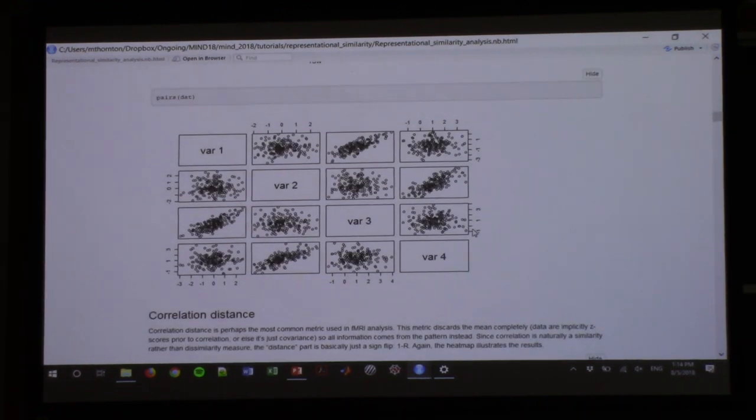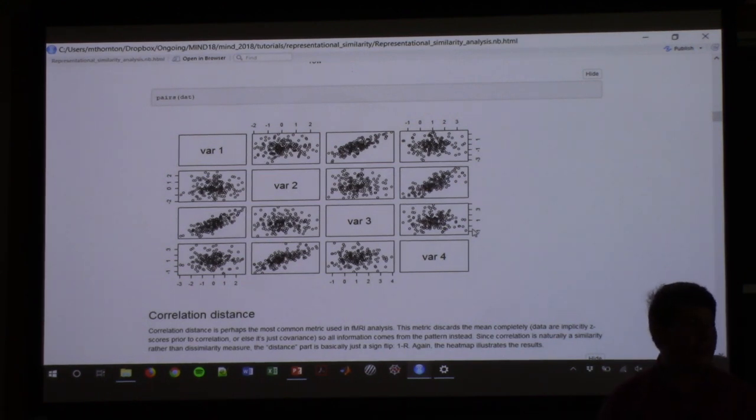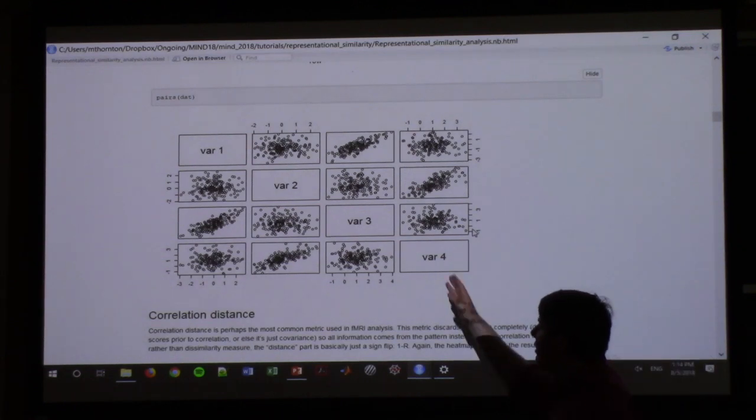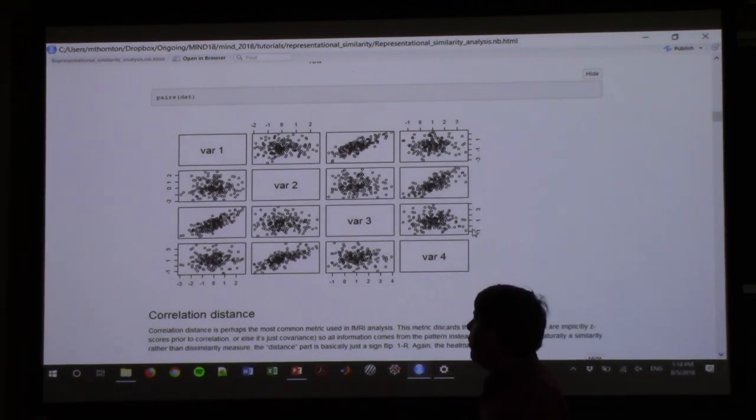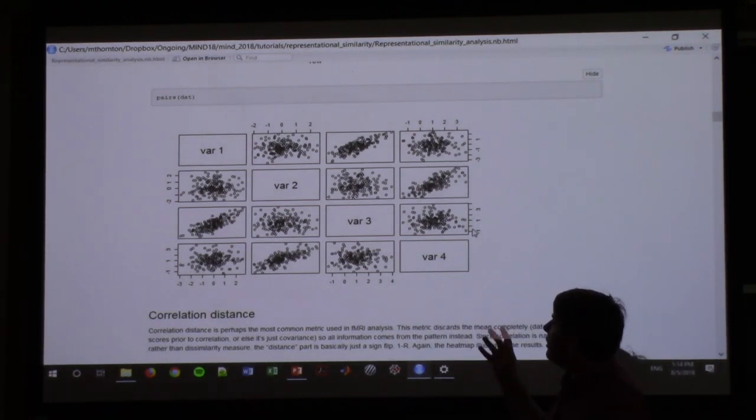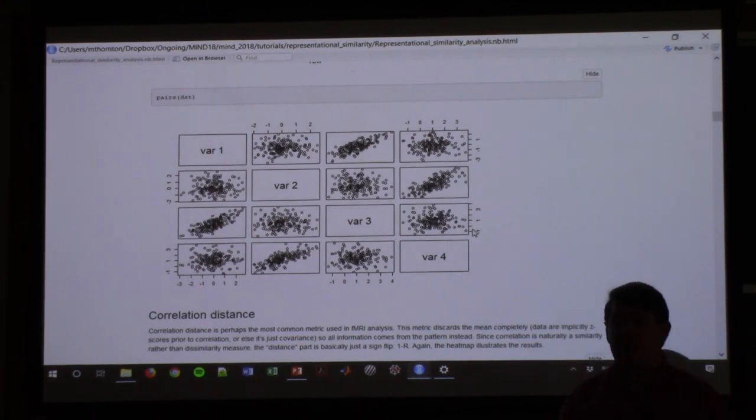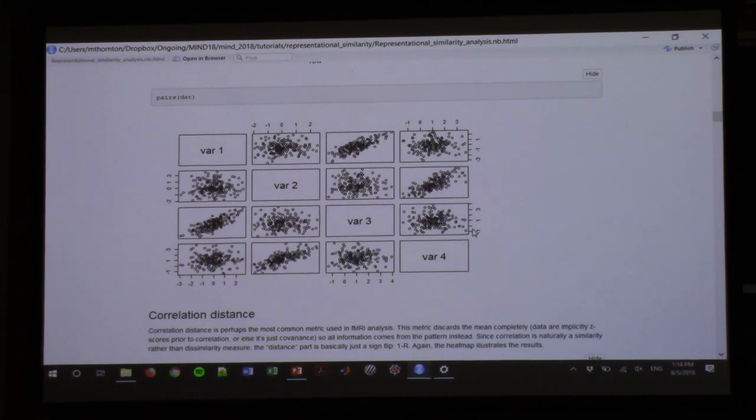So the final distance we're going to talk about, and this is actually the most popular in representational similarity analysis, is correlation distance. This is literally just 1 minus the correlation coefficient, whether it's a Spearman or Pearson correlation. You can see in the scatter plots here what the correlations look like, and you can see that certain conditions, regardless of their means, are correlated with one another. It's a property of correlation that it discards the mean of a data set. Basically, you z-score data before you put it into a correlation, effectively.